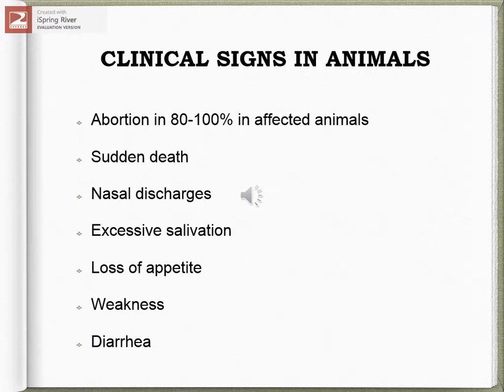The clinical signs in animals: we have abortion in 80 to 100% of the affected animals, the sudden death, nasal discharges, excessive salivation, loss of appetite, weakness, and diarrhea.